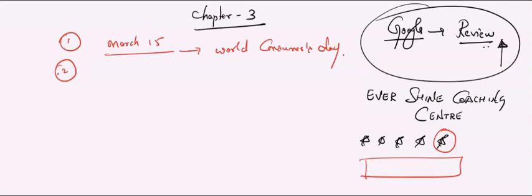What are the problems faced by consumer? Make a note. Next, what are the causes for consumer exploitation? Next, mention the four important aims of the Consumer Protection Act.